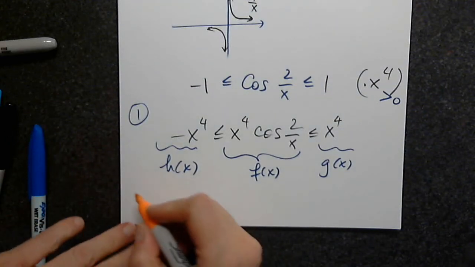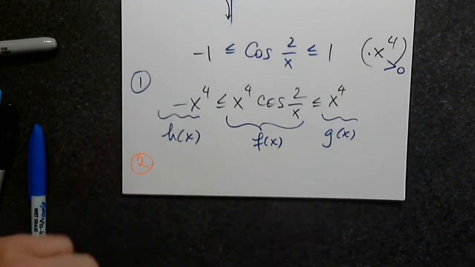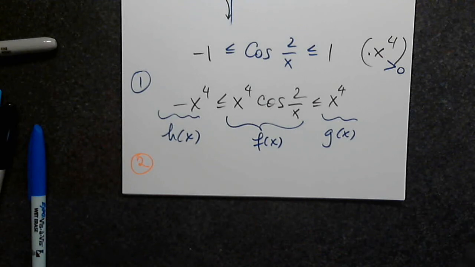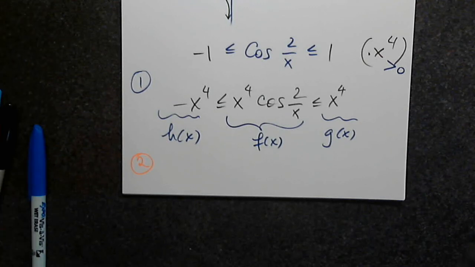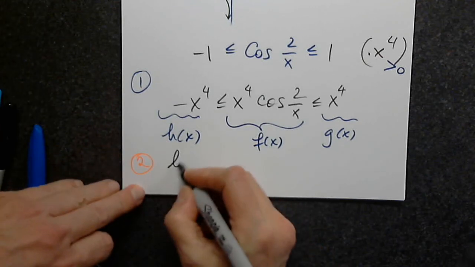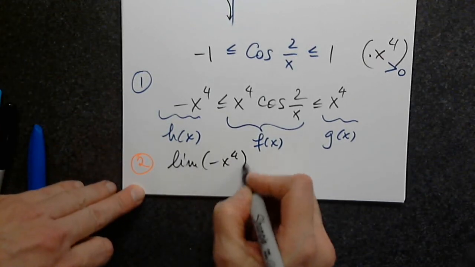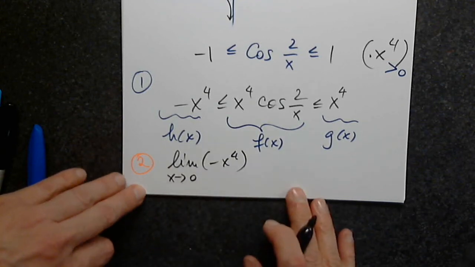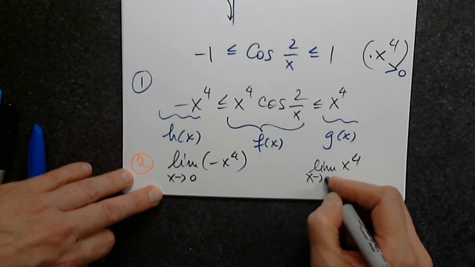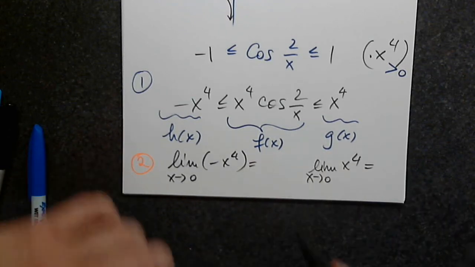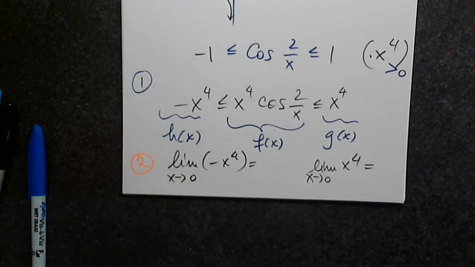Number 2. What do I have to show in number 2 in order to determine this limit? Or what am I calculating? What am I after now? Very good. The limit of negative x to the fourth when x approaches 0 from either side, and the limit of x to the fourth when x approaches 0 from either side. If these happen to exist and be the same, then I solved the problem. I found the limit.